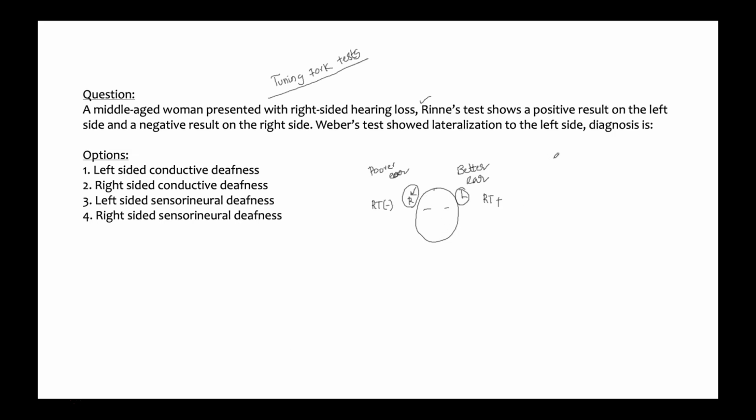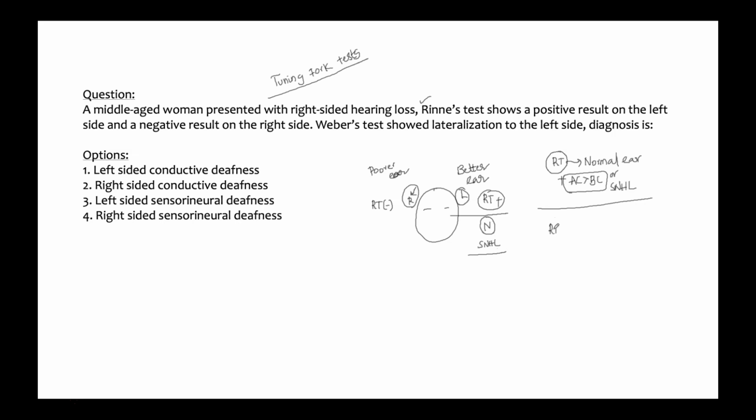So how do you interpret Rinne's test? When I say Rinne's test is normal, that means positive result, air conduction is more than bone conduction, is seen in a normal ear or an ear with sensory neuronal hearing loss. So in this scenario, when I say Rinne's test positive, you can interpret it as a normal ear or a sensory neuronal hearing loss.